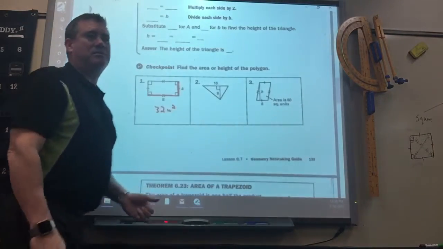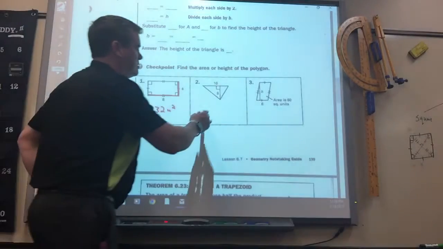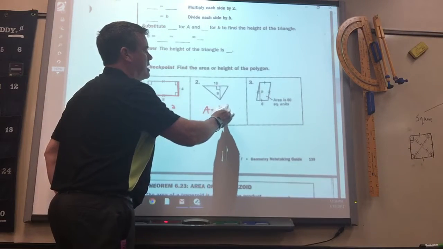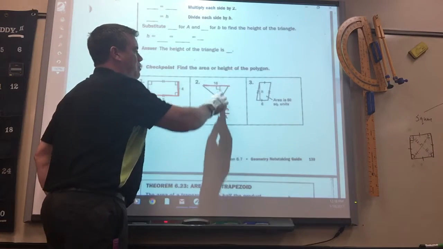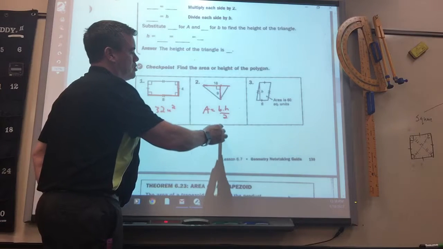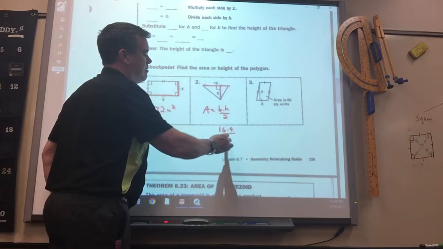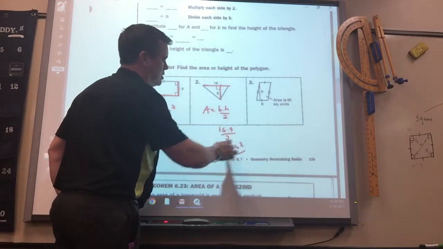A triangle. I forgot to put that one up there, but do you guys remember? Area of a triangle is base times height divided by 2. So the base is 16. Remember, the base and the height always got to form a 90. So it's 16 times 9 divided by 2, which is 72 units squared.